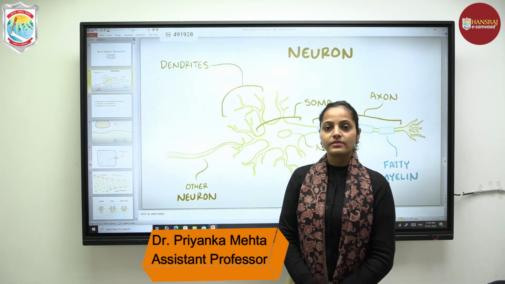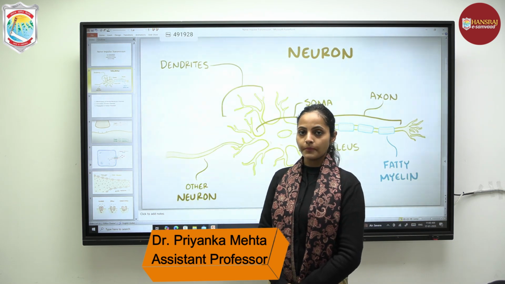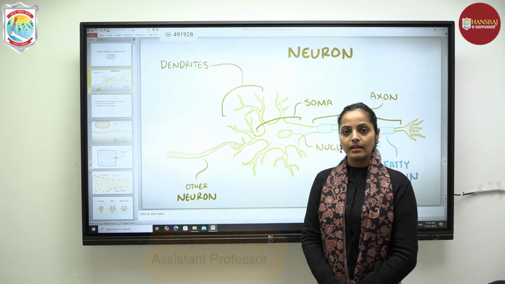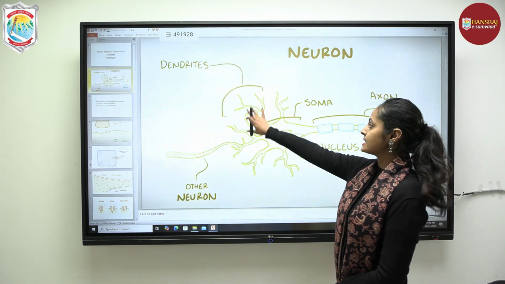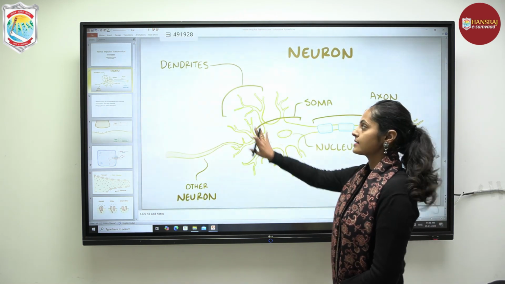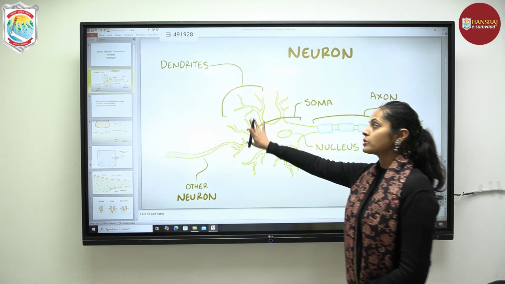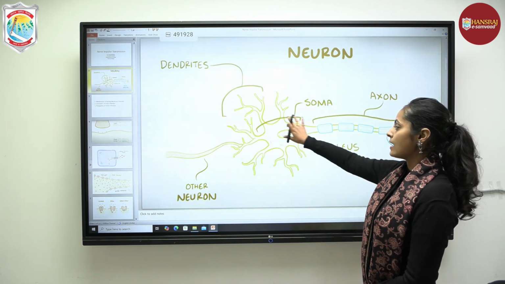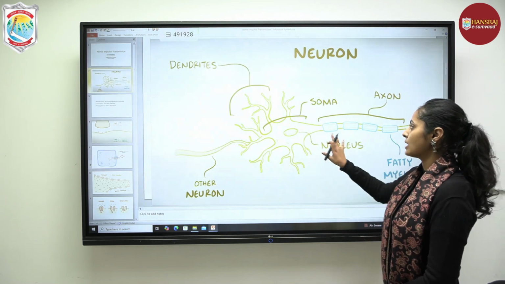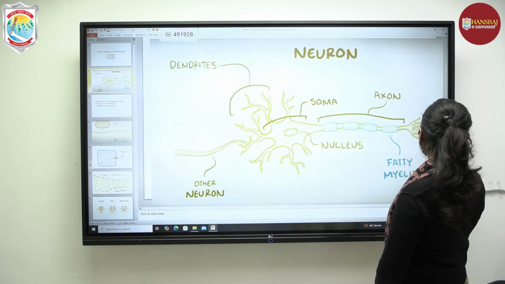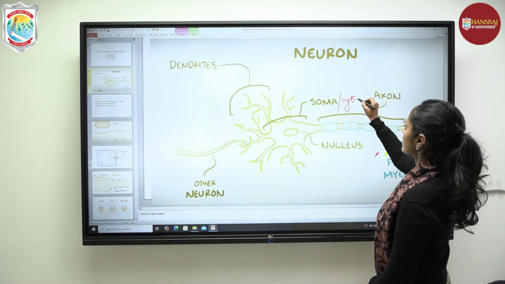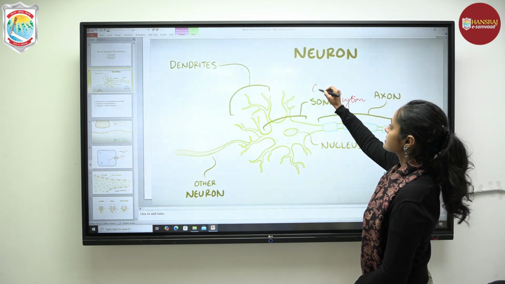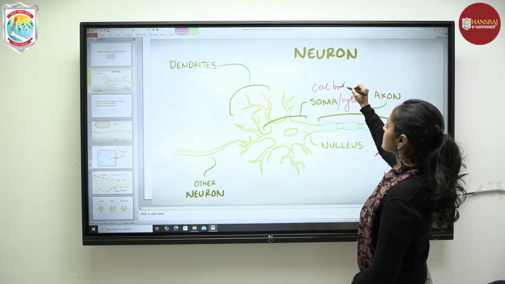To begin with, let's first discuss the structure of neuron. Neuron is the specialized cell present in the nervous tissue. It has many parts. These extensions are known as dendrites, which receive the impulses. Then we have a central structure which is known as soma. This is also known as cyton and also called as cell body, which carries nucleus.